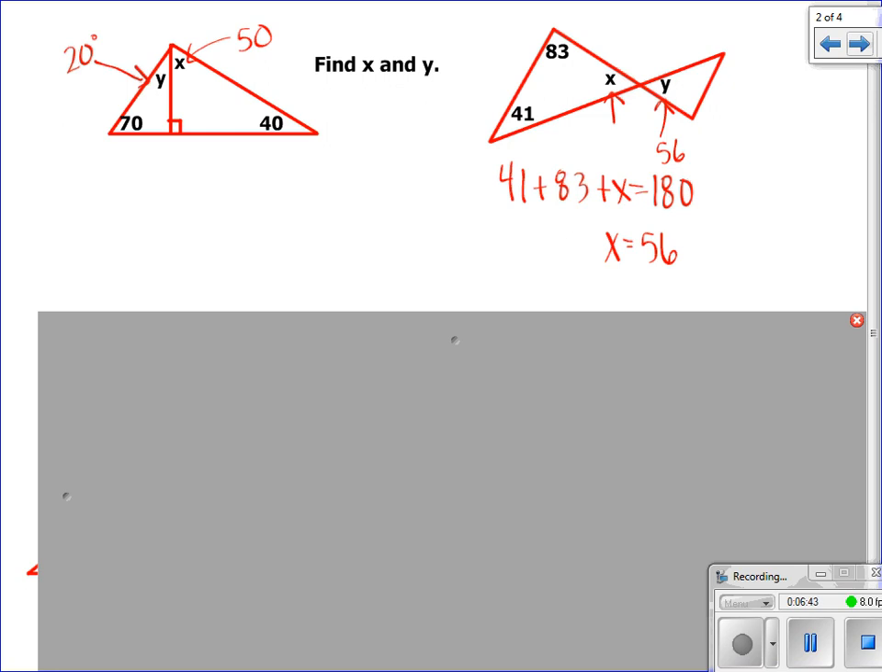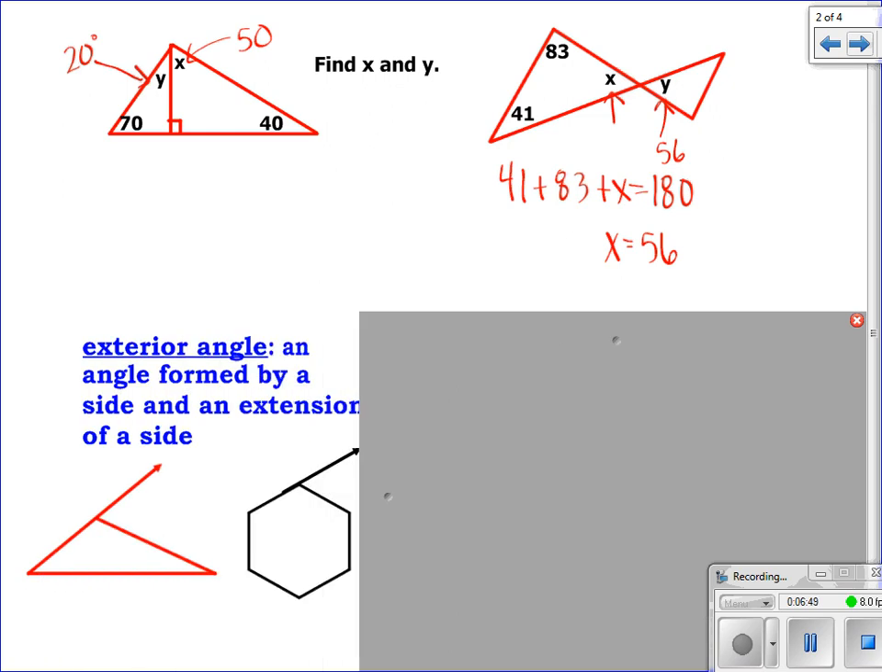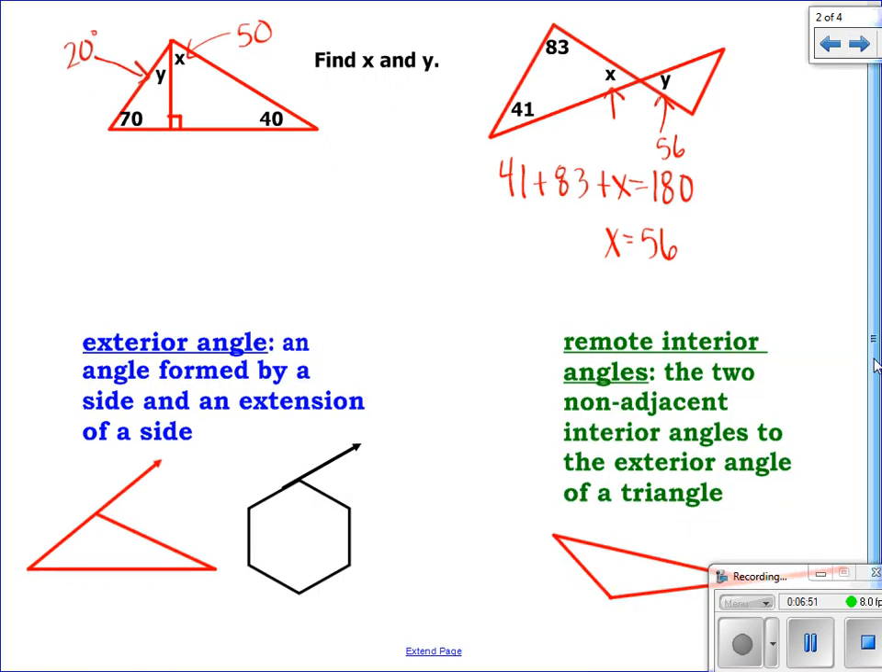Questions? Okay, let's learn something new then. Before we get to the new equation, we have to know what the words in the equation are talking about.